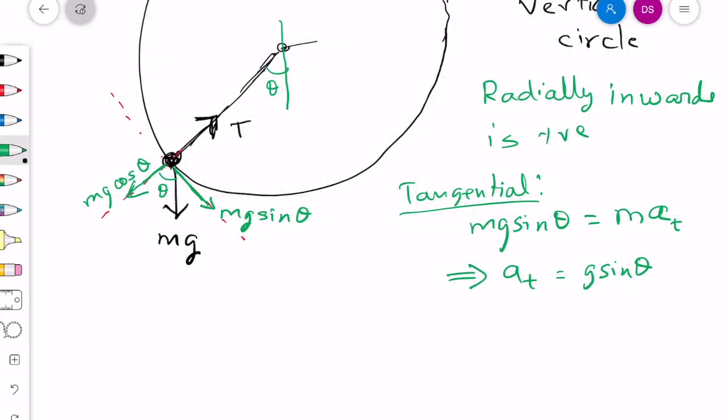Now let's apply Newton's second law also in the radial direction. So in the radial direction, there are two forces. We want to take the net force, which means that we have to be careful with our signs. So mg sine theta should get a negative sign because it's pointed radially outwards, and T should get the positive sign because it's pointed radially inwards. So our equation would be T minus mg sine theta is equal to mass times the centripetal acceleration. Right?